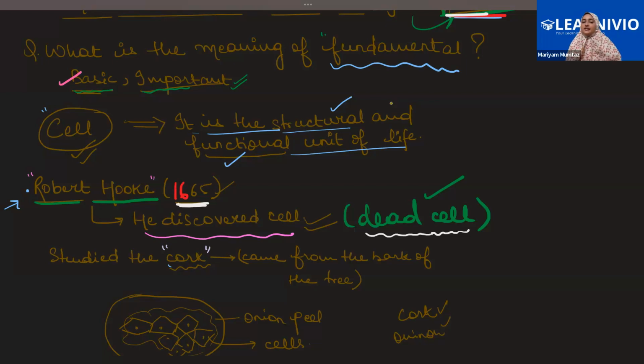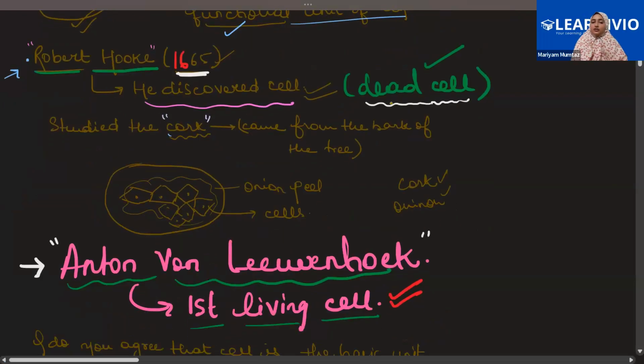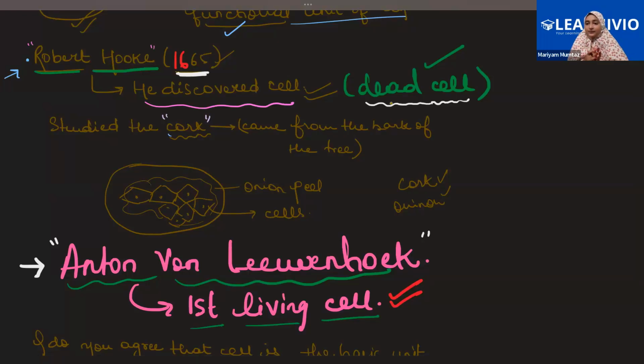And to his surprise, all the cells that came under the microscope had a particular shape, a honeycomb-like structure, and they all looked the same. So he said, okay, these are little compartments, and he called them cells. But the cells that he discovered were dead cells. There was no cytoplasm or protoplasm.